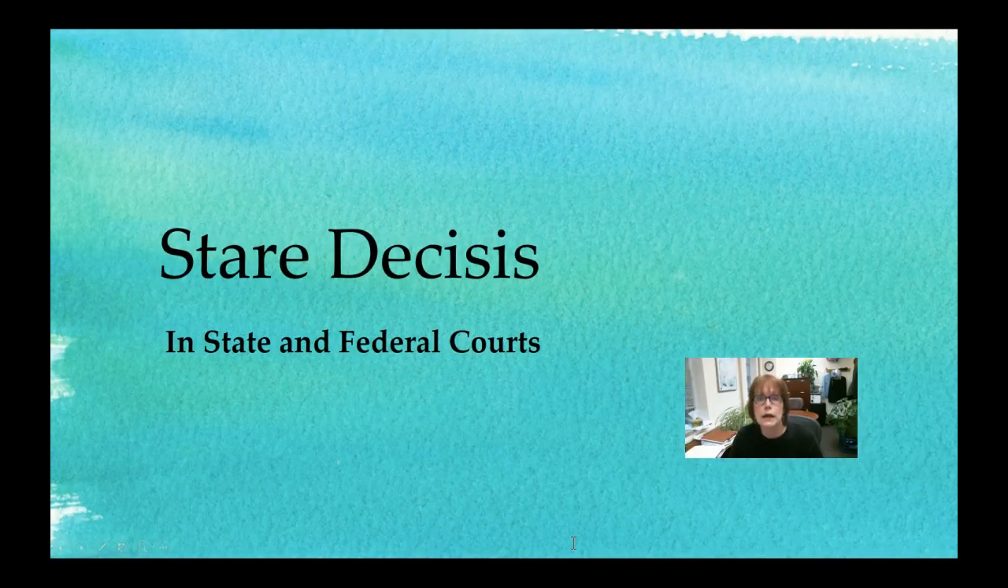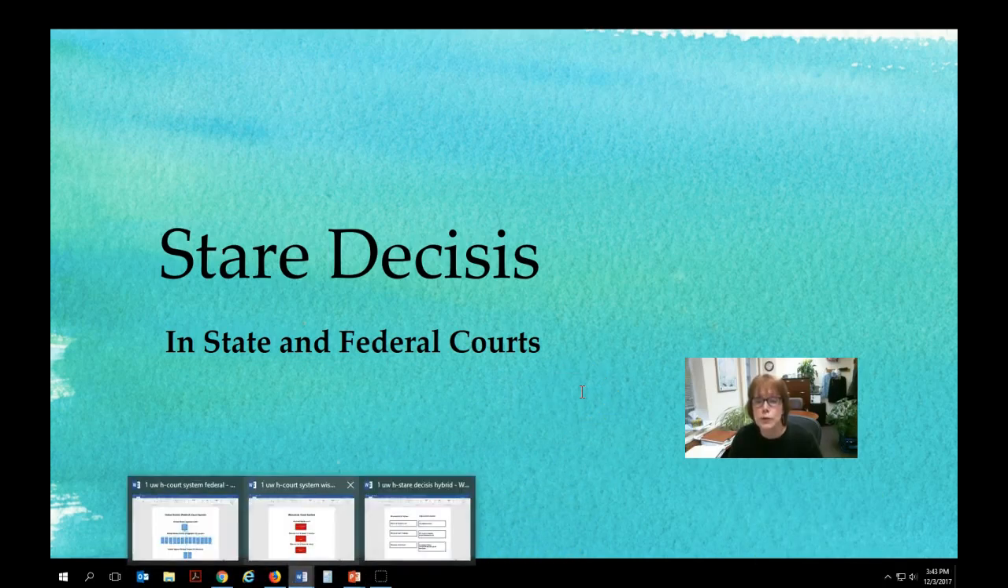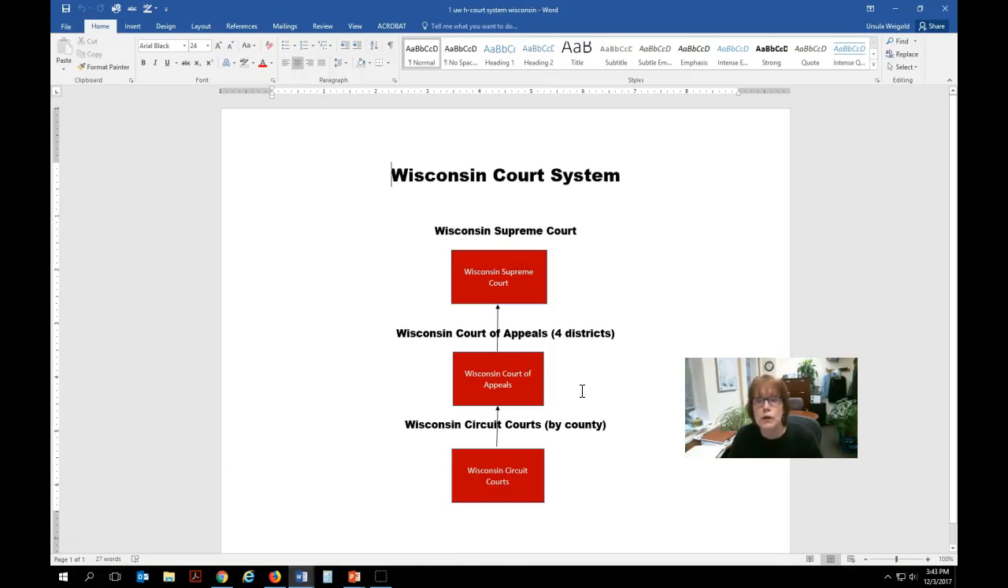So let's look at how stare decisis works in practice. This is the Wisconsin state court system. The trial court level is called the circuit court level. Then Wisconsin has a so-called unified court of appeals, so even though there are 4 geographic districts, they're considered to be one court of appeals. And then the high court level, as in many states, is called the Supreme Court, the Wisconsin Supreme Court.